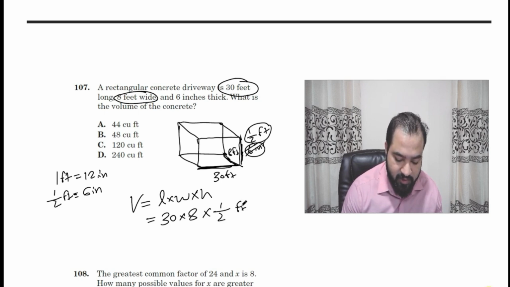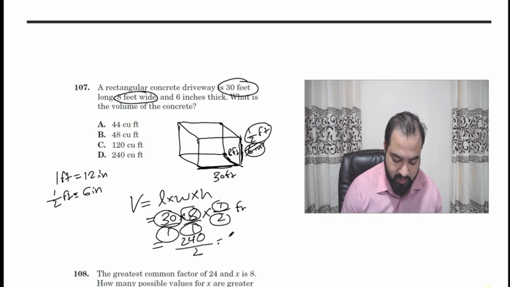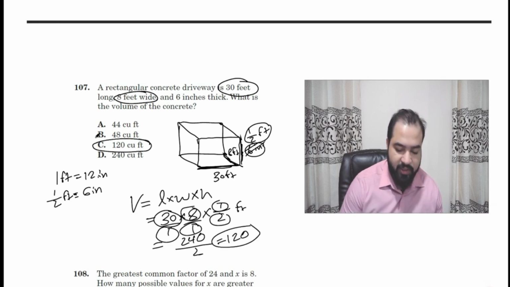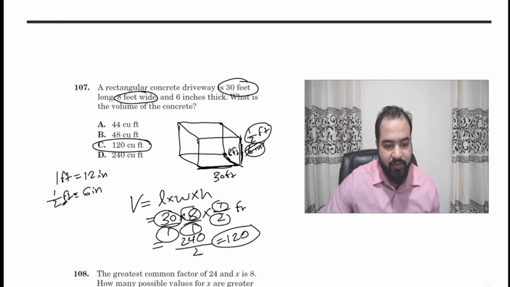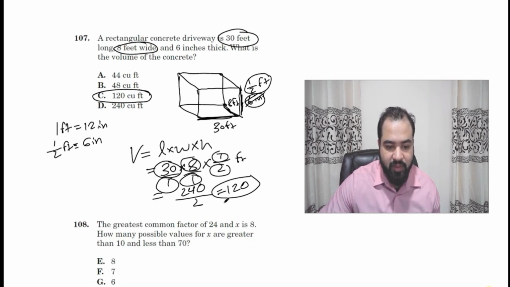Now, let's multiply all the numerators. 30 times 8, and times 1 of course, so 240, and over 2 times 1 is 2, so that's 120. So 120 cubic feet is the volume of the rectangular prism.